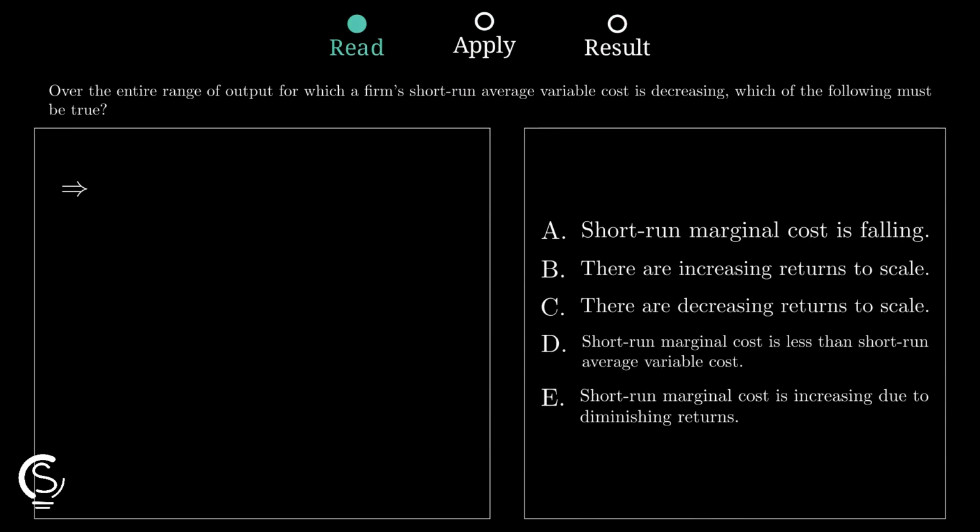If the average variable cost is currently decreasing, it means the marginal cost must be pulling that average value down lower. While marginal cost typically falls and then rises, it must stay below the average variable cost to keep it dropping. This mathematical rule holds true regardless of the specific marginal trend.